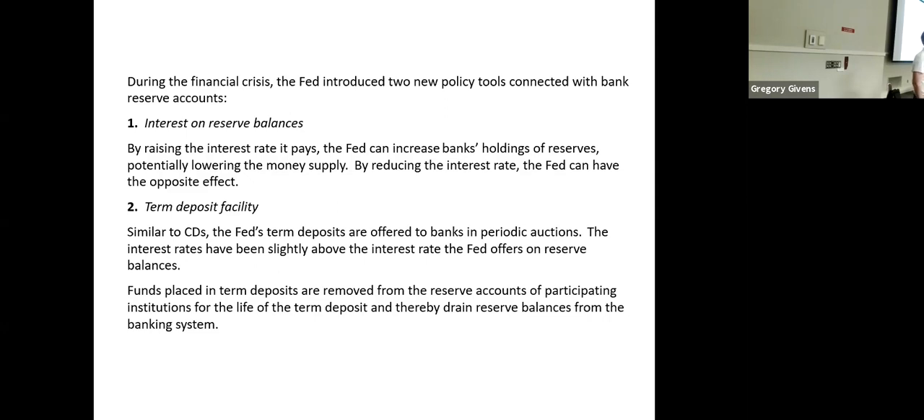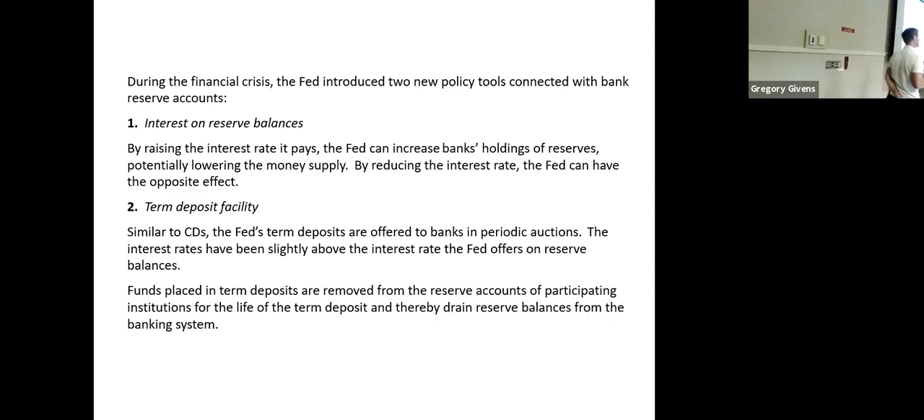For instance, you might buy a 6-month CD or a 1-year CD, or maybe even a 5-year CD. The longer the maturity, the higher the interest rate you get. Well, term deposits are just like that, except the Fed is offering these to commercial banks, okay? And so what the Fed would do is they would offer these term deposits in periodic auctions, and the interest rates that were determined in those auctions usually would settle somewhere above the interest rate on reserve balances, but pretty close to those.